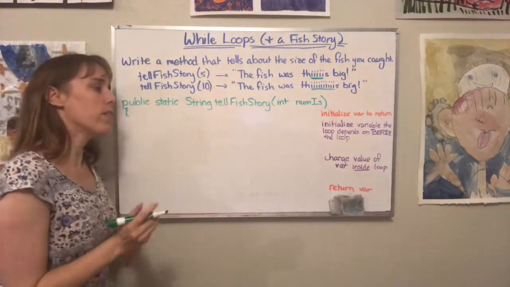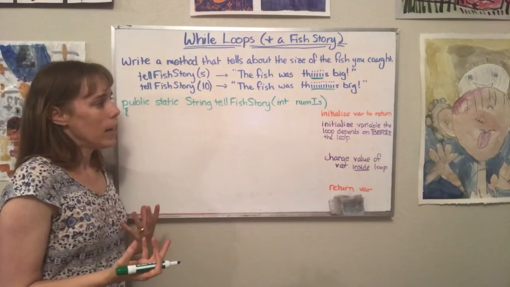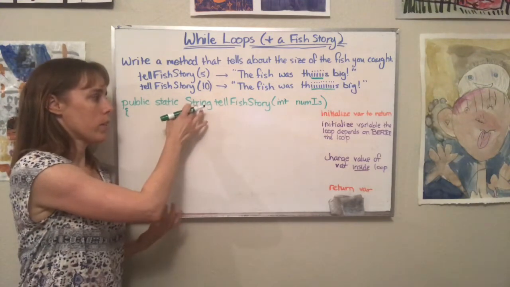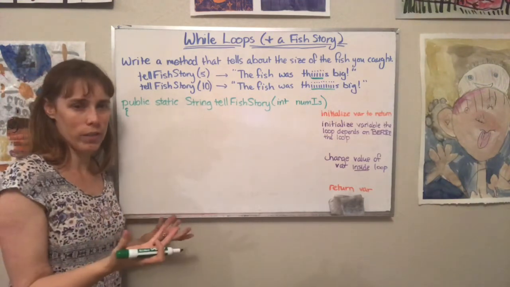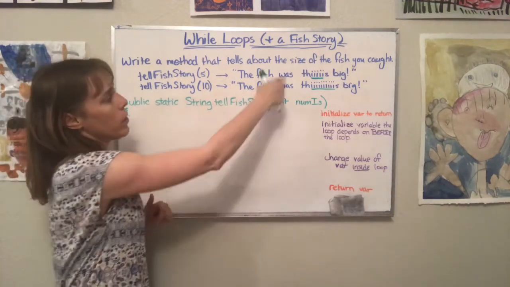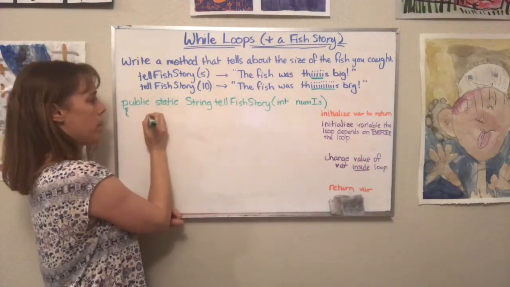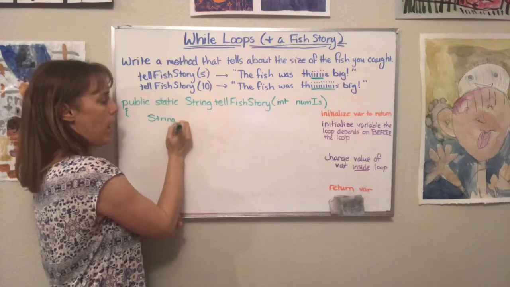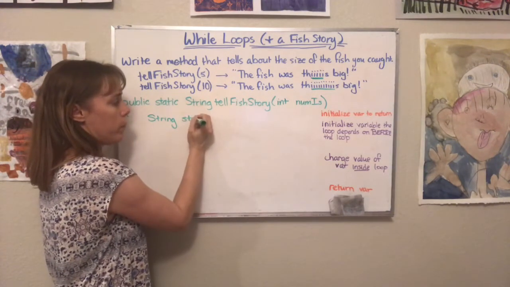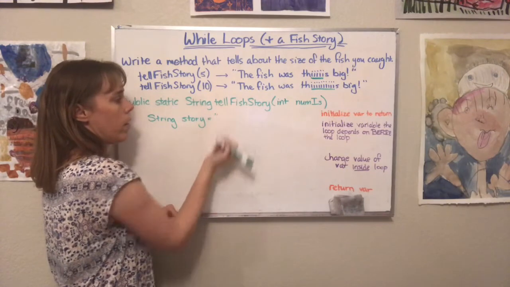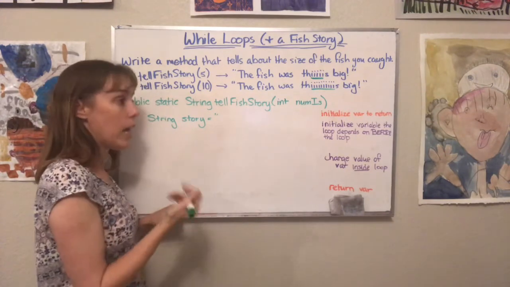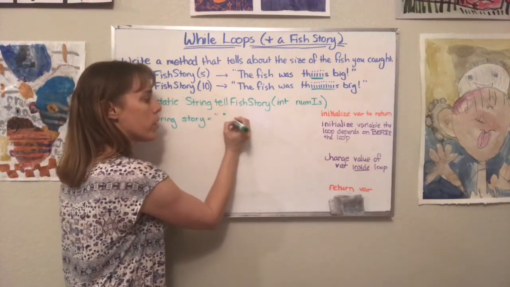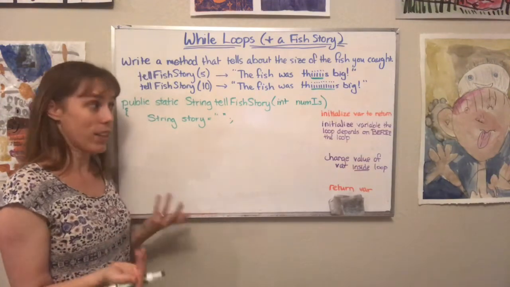So the very first thing I want to do, if I'm writing a method that returns, is create a variable to return. So in this case, it's going to be creating the story. So I'm going to make my variable a string, and I'm going to call it story. Now I need to initialize it to something. If you're not sure, you can usually just initialize it to an empty string, and that's fine.